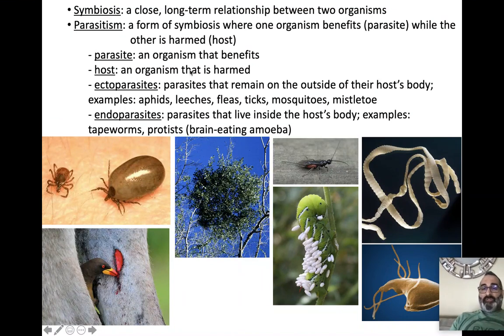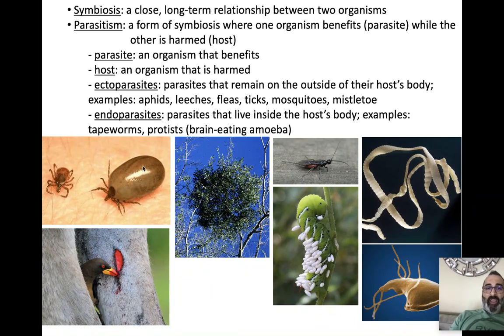What happens when someone has a parasite? Well, the parasite is benefiting, all right, while the host is getting harmed. So in this relationship, one benefits, one gets hurt. Different kinds of parasites: ectoparasites are outside of the body, endoparasites are inside of the body. All right. What does that mean? Well, let's look at the ectoparasites first.